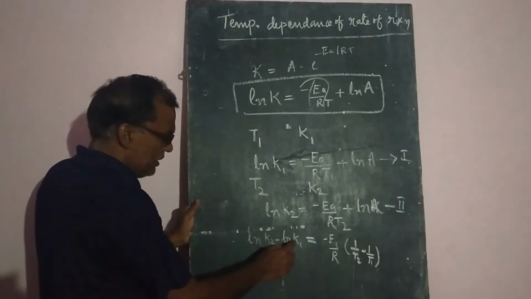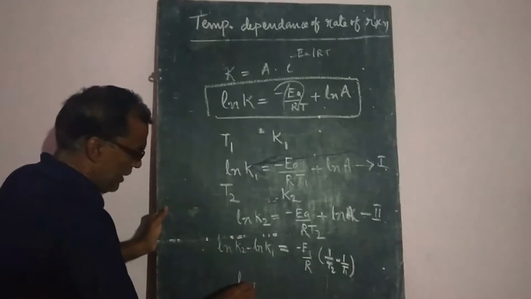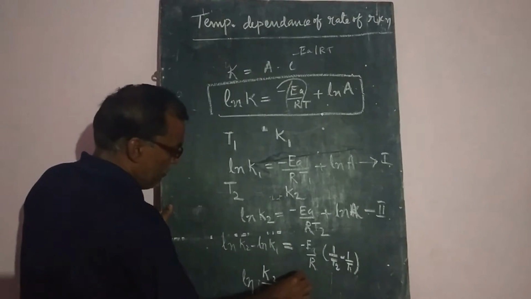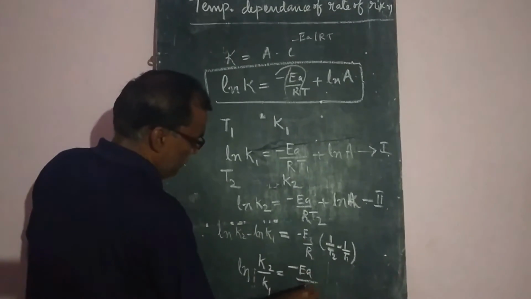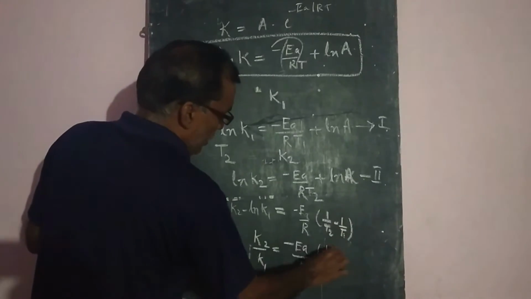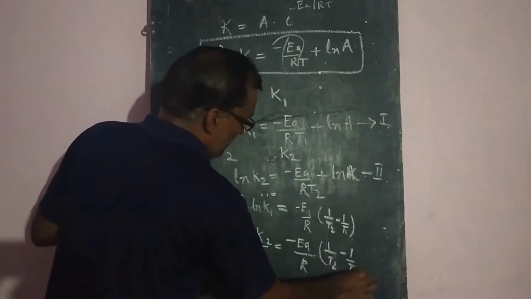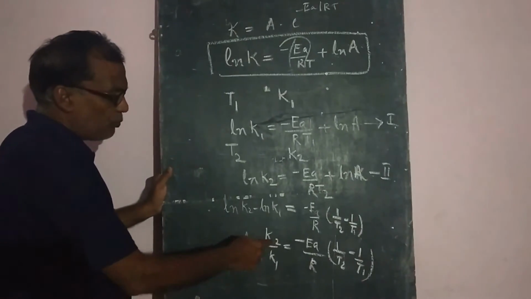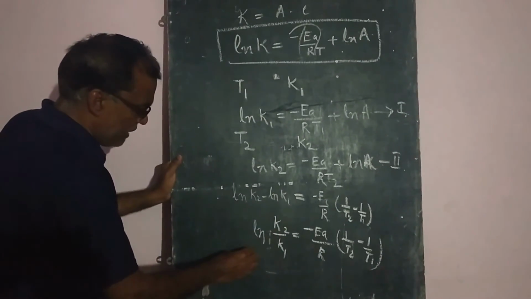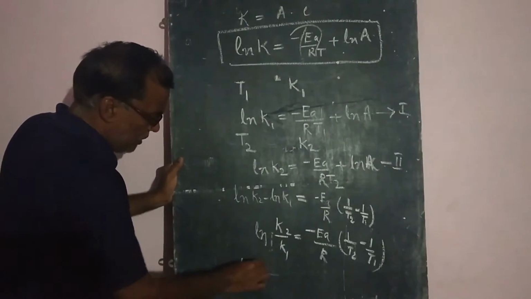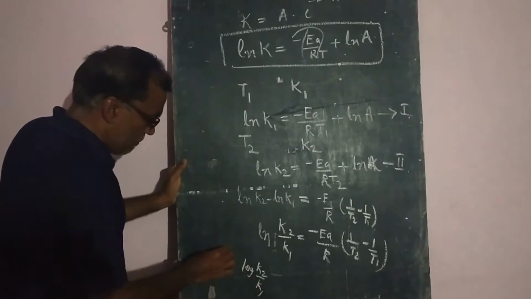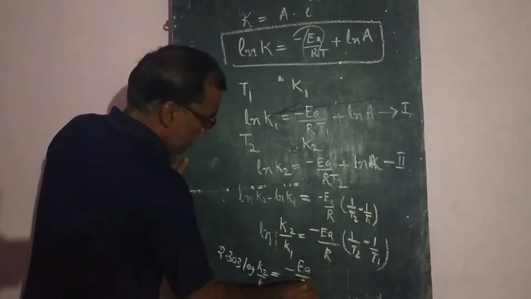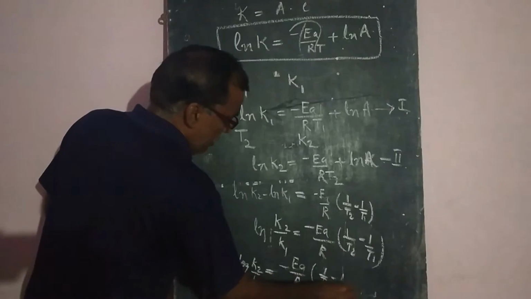Since it is in natural logarithms and it is the difference, we can write natural logarithm of K2 by K1 is equal to minus Ea by R into 1 by T2 minus 1 by T1. Now, change these natural logarithms into logarithmic values, so we will multiply by 2.303. That means converting the formula into logarithms, log K2 by K1 multiplied by 2.303 is equal to minus Ea by R into 1 by T2 minus 1 by T1.